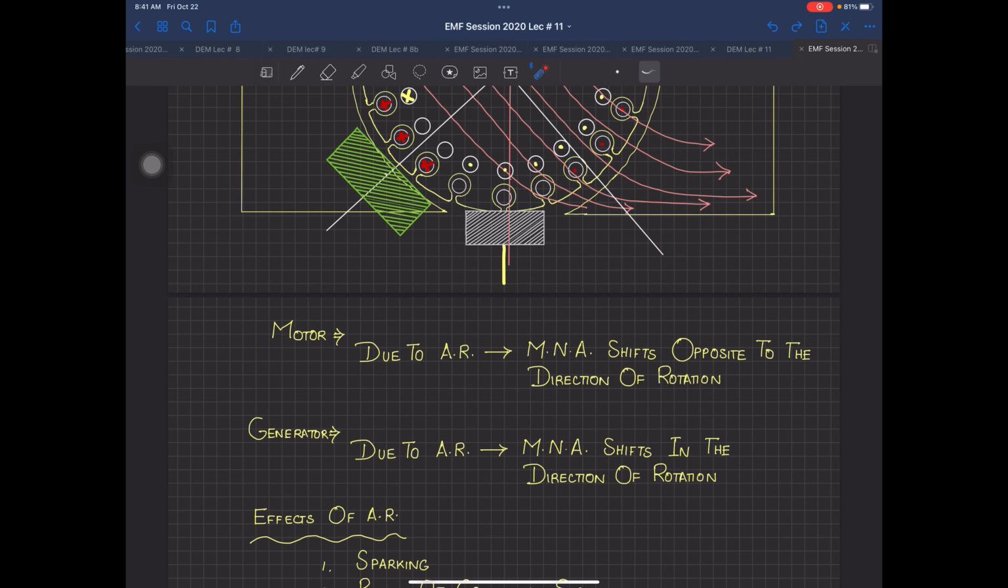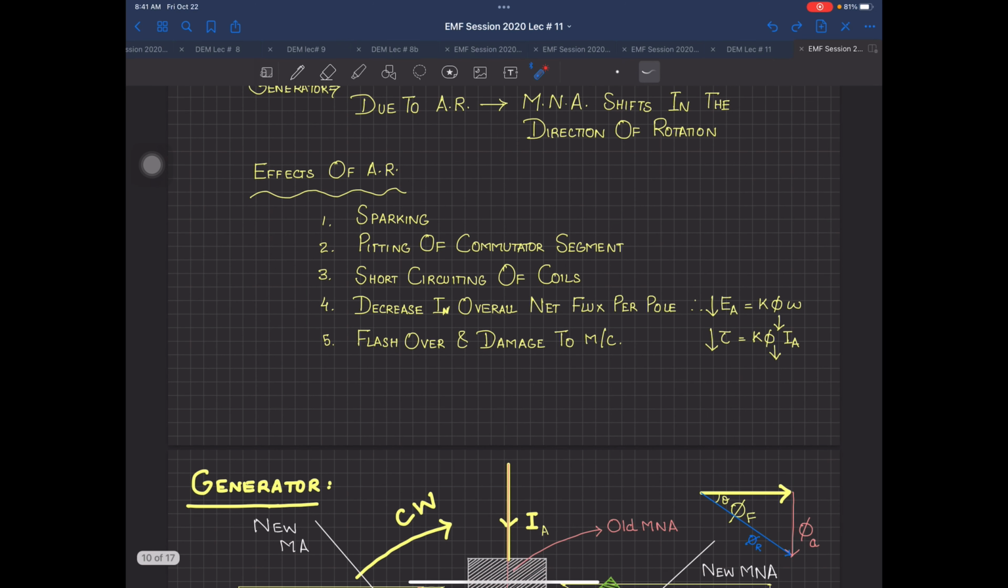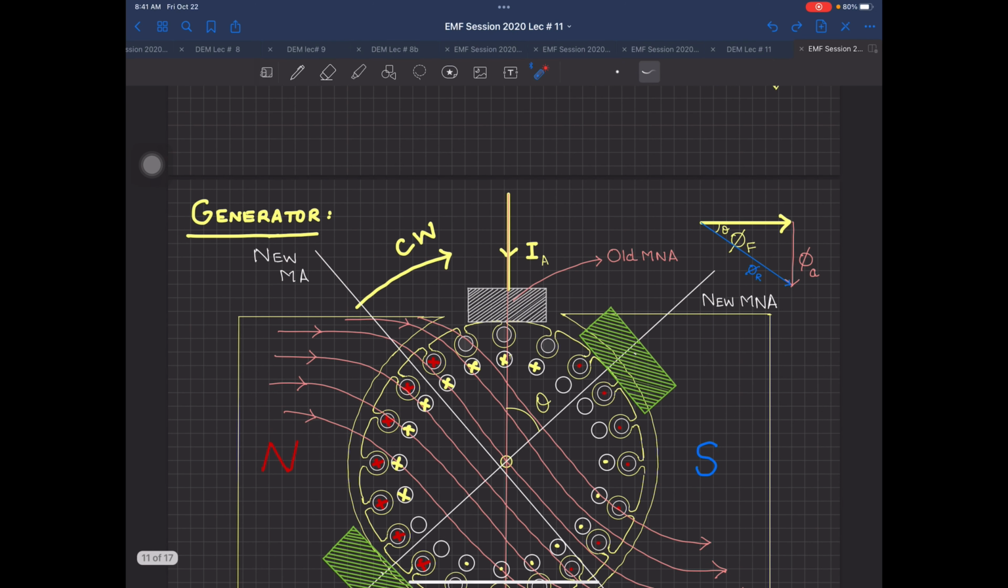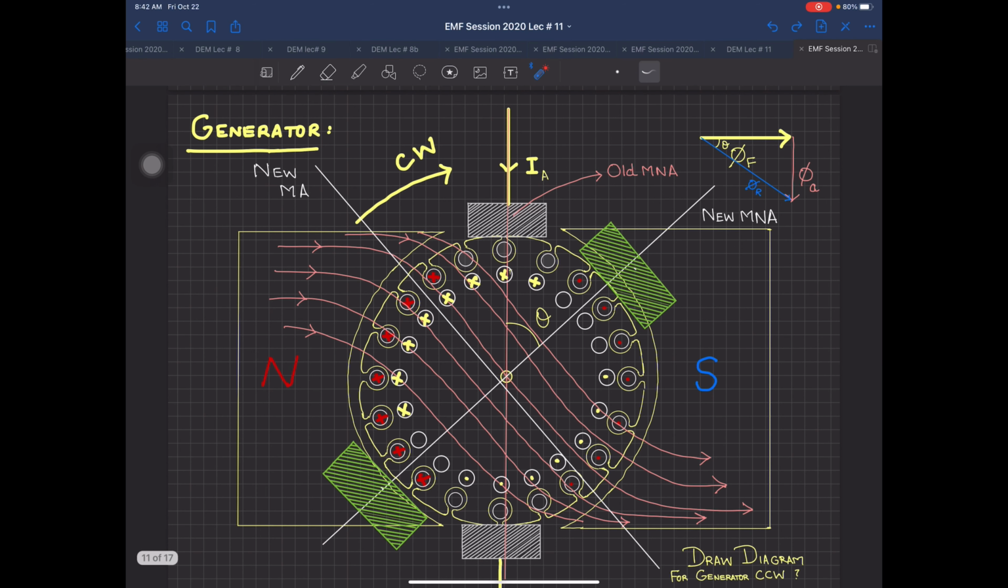Now for a generator, before I move on further, this is the effects. I will come back to this one again afterwards. For a generator, now I am just going to show the diagram for generator over there. You have to do it for the counterclockwise yourself. Now this is the generator. For generator, I have told you that Fleming's right hand rule has to be done. Same thing, you have a north pole, you have a south pole over there, and now in this direction I am moving the generator in clockwise.